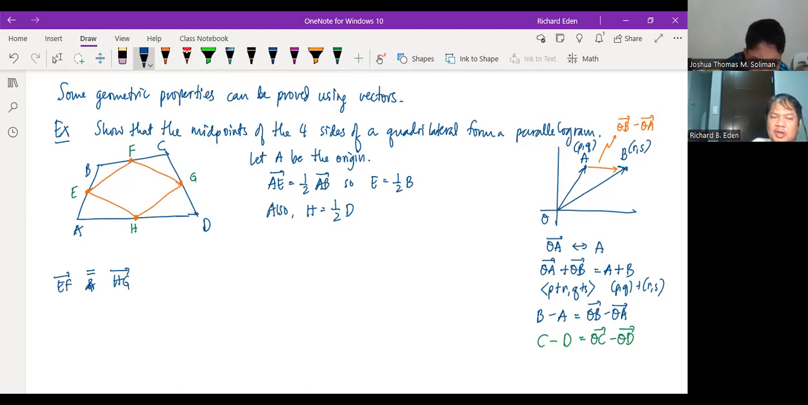You might be wondering, wait, don't we also need to check EH and FG? Do we need to check them or not anymore? Hindi na. I don't know if I presented this argument before. If you have two segments which are parallel and congruent, then the endpoints actually form a parallelogram. Yeah? Okay, so you're okay with that argument. Okay, great.